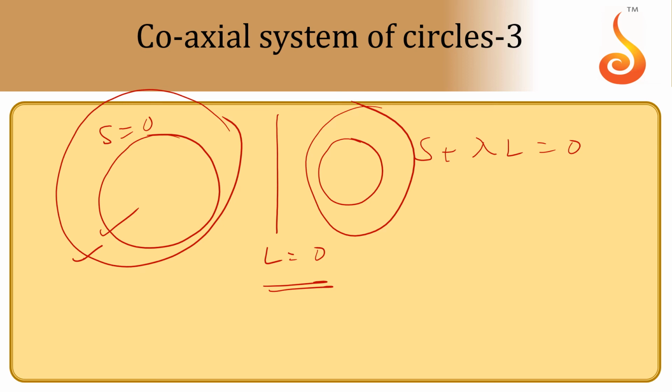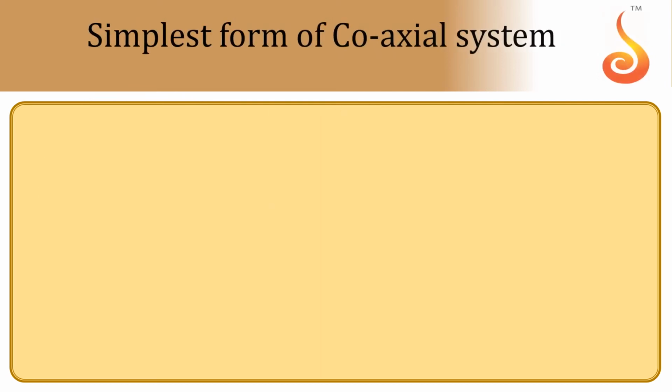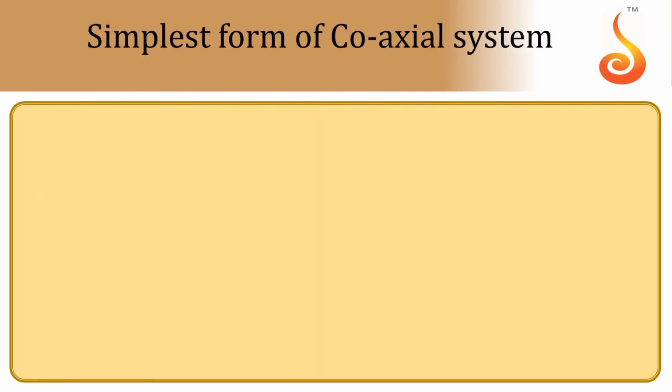But the only thing is, if two circles, one is totally outside the other, the radical axis will be in the middle. But if one circle is inside, the radical axis also still exists. And this is called non-intersecting coaxial system. Okay, now the simplest form of coaxial system.